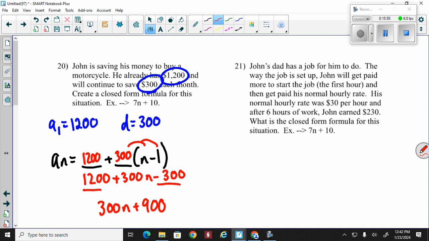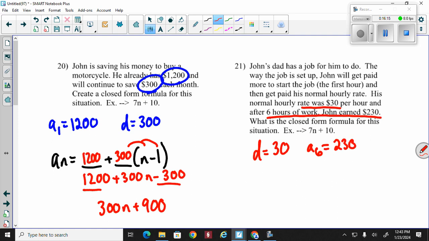All right, so John's dad has a job for him to do. Let's see, he'll get paid more the first hour. So it says his normal hourly rate was $30. Whenever we talk about an hourly rate, it's always the common difference. And then it says after 6 hours of work, he earned 230. So that means a of 6 is 230.